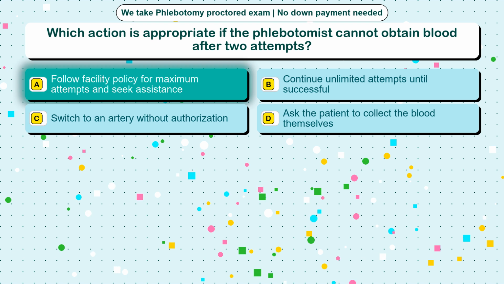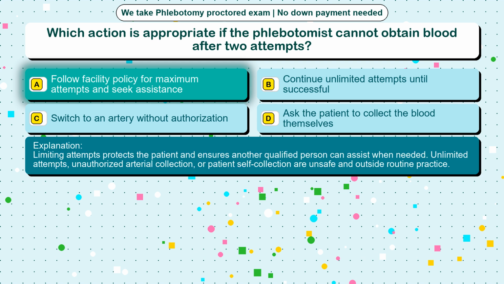The correct answer is option A, follow facility policy for maximum attempts and seek assistance. Limiting attempts protects the patient and ensures another qualified person can assist when needed. Unlimited attempts, unauthorized arterial collection, or patient self-collection are unsafe and outside routine practice.